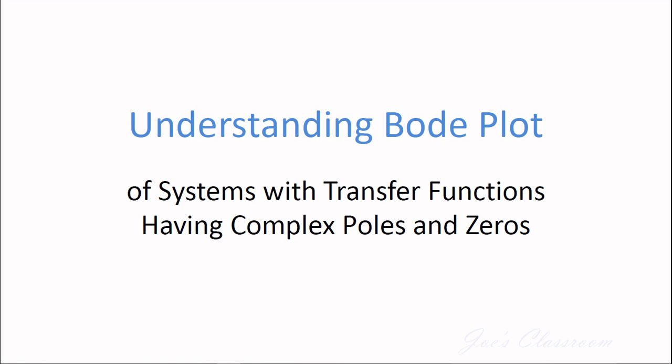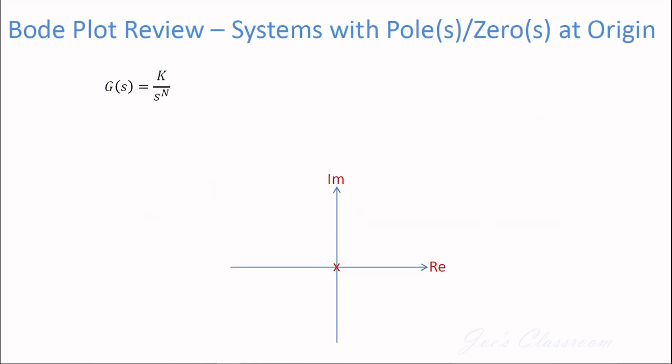In this lecture, we are going to understand the theory behind the Bode plot of systems with transfer functions having complex poles or zeros. Before going into the details of this topic, let us have a quick review of what we learned in the previous lectures. Especially in the previous two lectures, we understood the theory behind the Bode plot of systems with poles and zeros at origin and non-zero poles and zeros on the real axis.